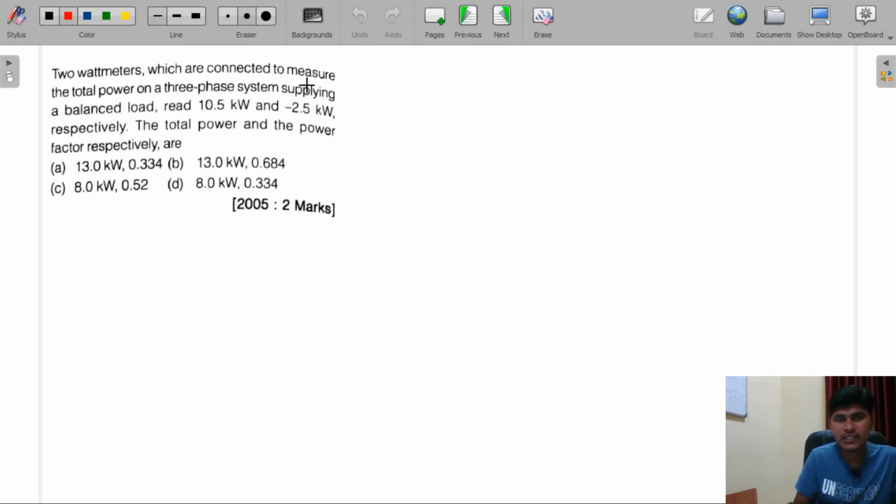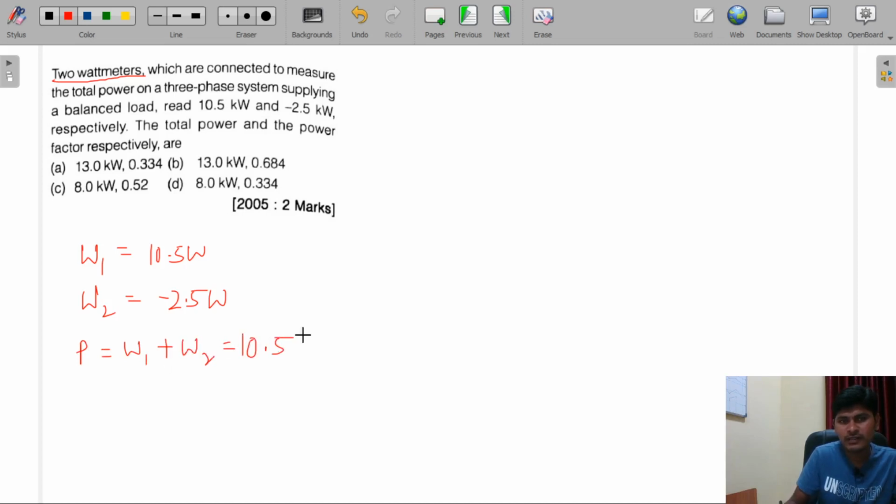Two wattmeters which are connected to measure the total power on a three-phase system supplying a balanced load read W1 equal to 10.5 watts and W2 equal to minus 2.5 watts. In the two wattmeter method, total power is equal to W1 plus W2, which is 10.5 plus minus 2.5. Then you're going to get 8 watts.